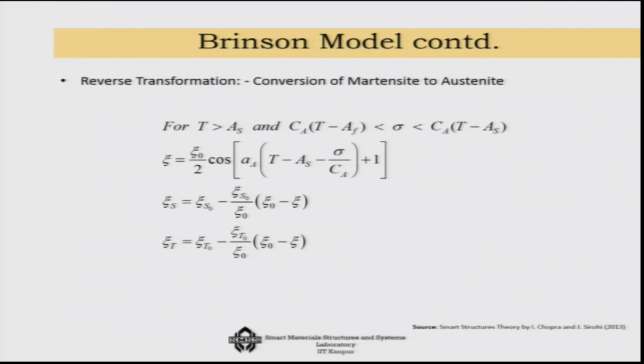And for the reverse transformation, for T greater than As, here it is Ca, this slope will come into the picture, Ca into T minus As, and here the phase transformation xi is related to xi 0 with this relationship, and xi has two parts, xi s and xi t. So, that is the reverse transformation of the Brinson model.